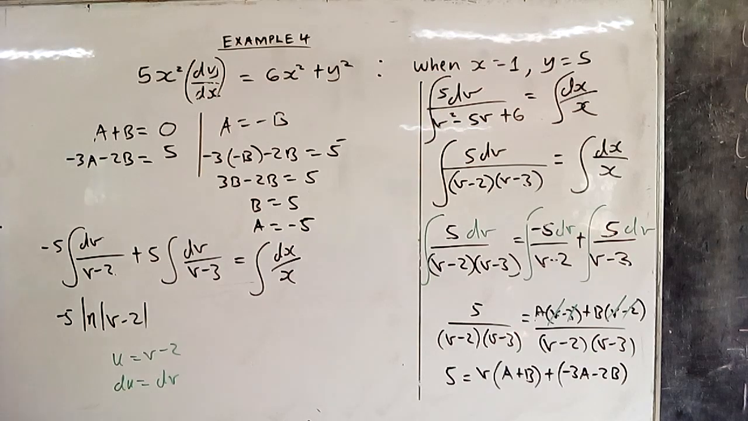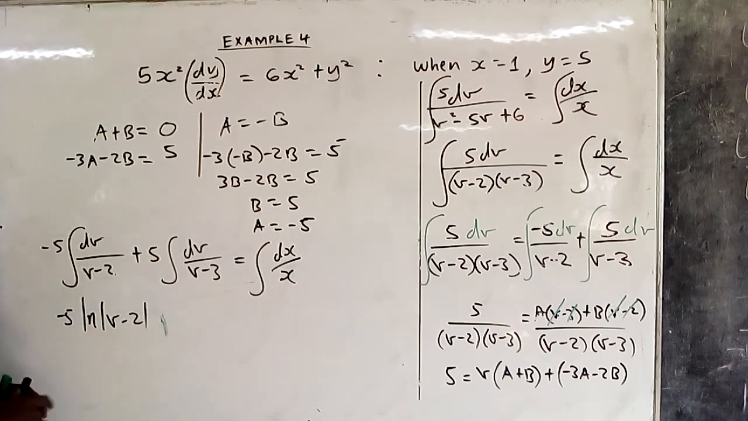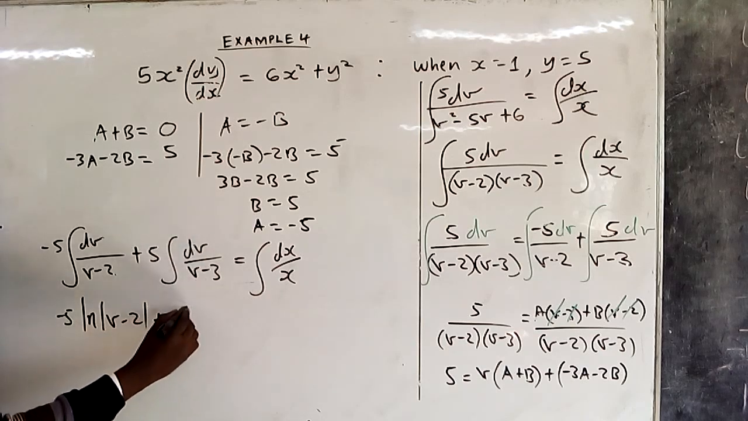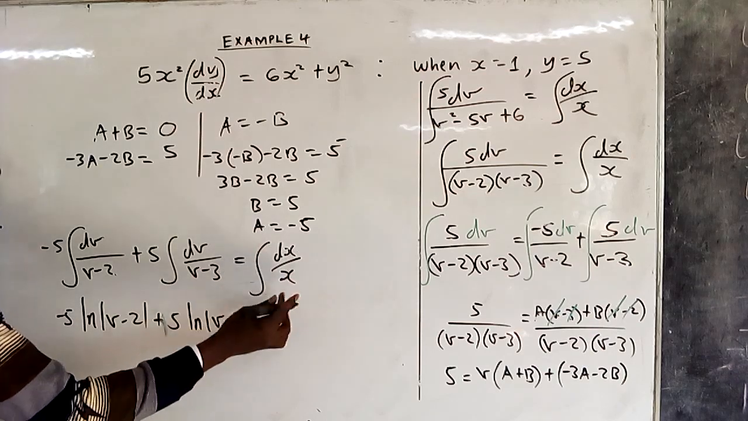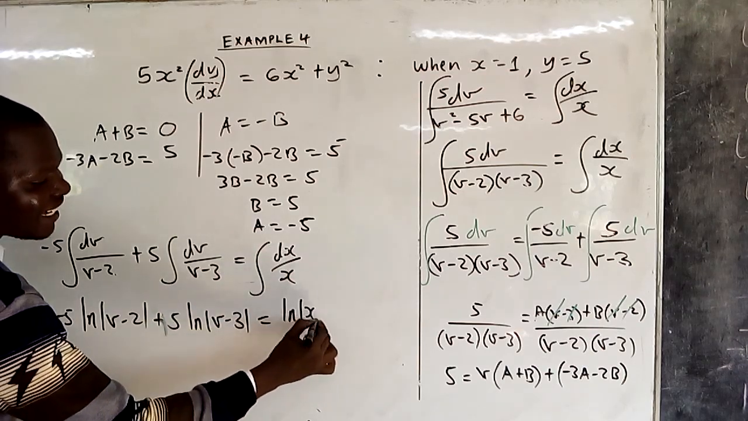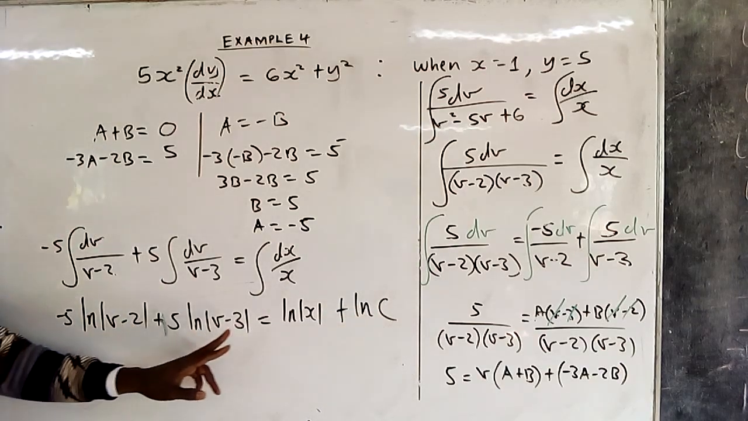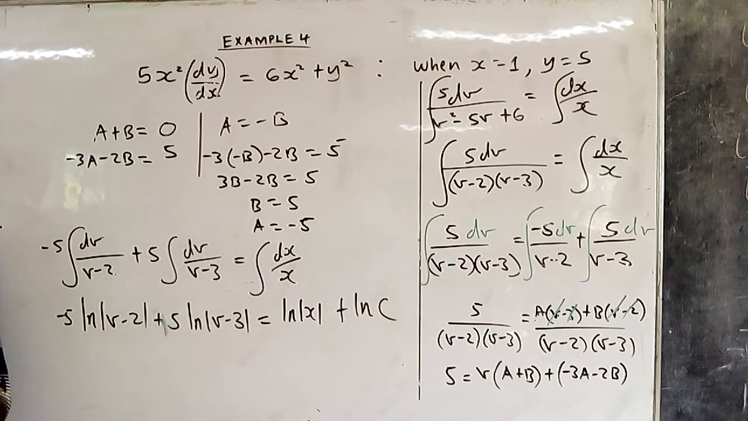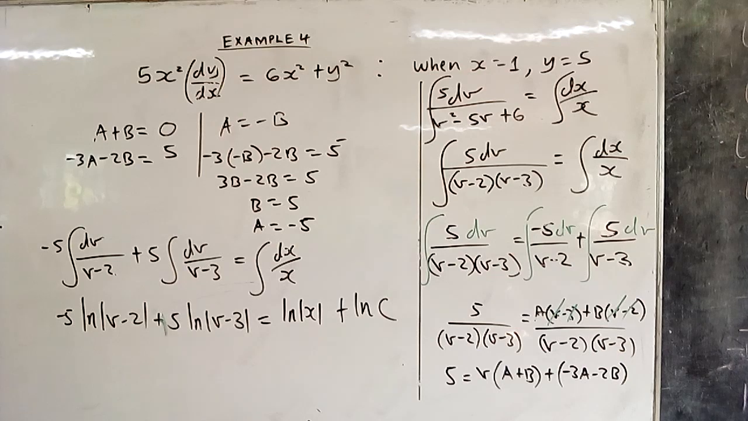Good. Integration is the power of differential equations of first order. Then you have plus 5 times ln of v minus 3, isn't it? Equal to the integral of dx over x. Meaning the constant must also be ln of c, because we have ln all through. So the constant must also be ln of c, because it is ln in each and every term, isn't it? Are we together? Yes. But if ln is missing in any of the terms, then the constant is just c. Is that understood? Yes. Good.